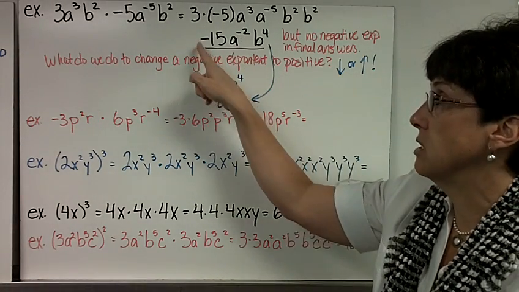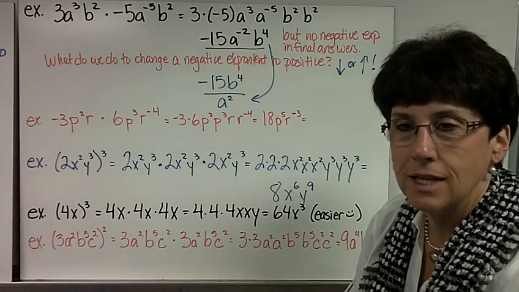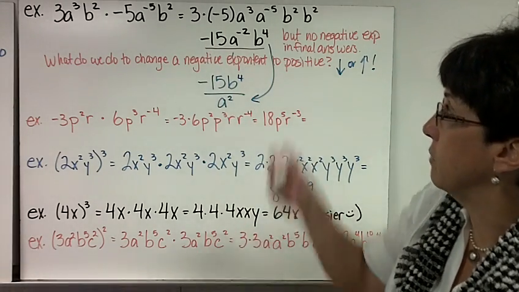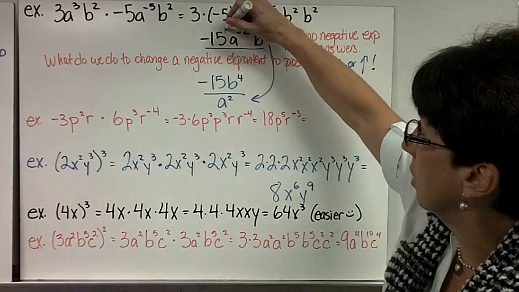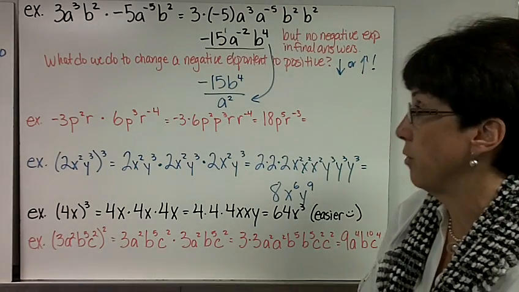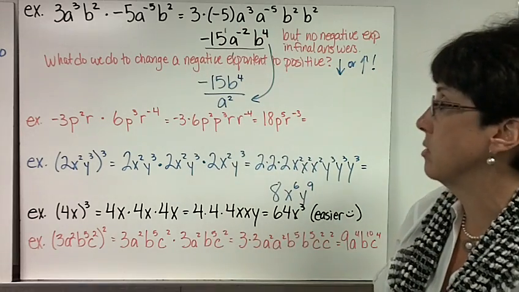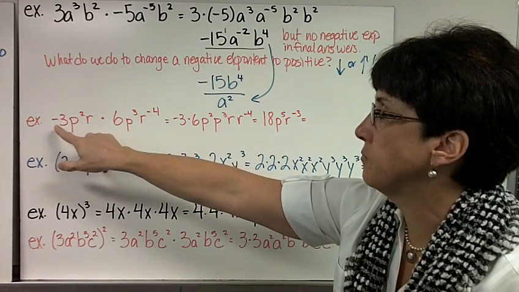Now don't get confused and say, oh, a negative. It's only a negative exponent. Negative 15 would still be negative 15 to the first power, and that's positive. So it stays there. So you have to do a little bit more thinking, and you have to move your negative exponents.